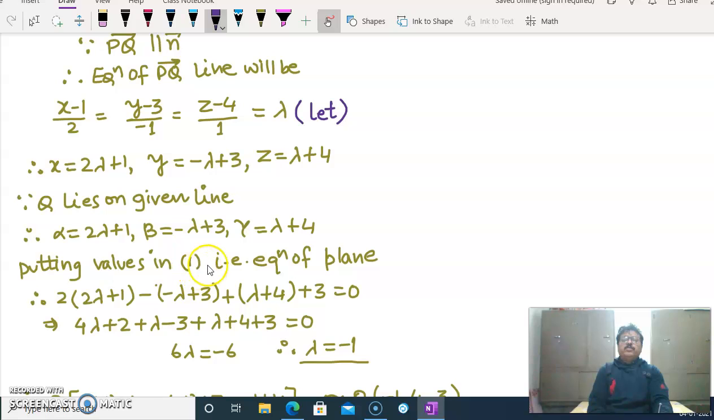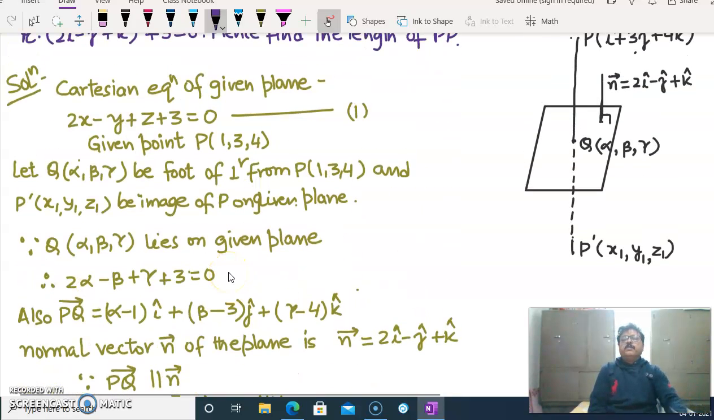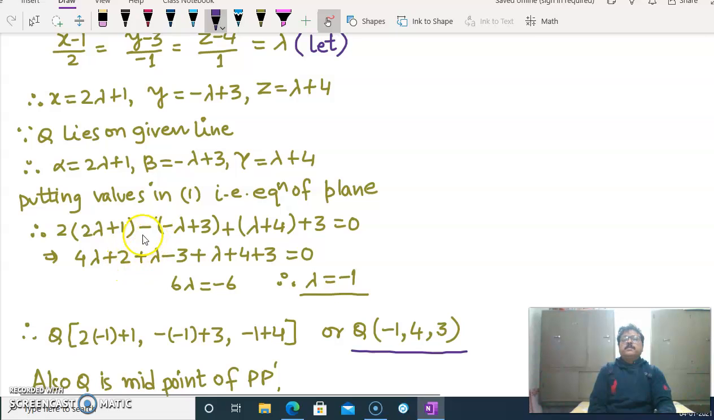We will put the values of Q, alpha, beta, gamma in equation 1 since point Q is on the given plane. So it will be 2 into (2 lambda plus 1) minus (lambda plus 3) plus lambda plus 4 plus 3 is equal to 0, and solving this we get lambda value minus 1. Hence the coordinates of Q will be 2 into minus 1 plus 1, minus 1 plus 3 and minus 1 plus 4.